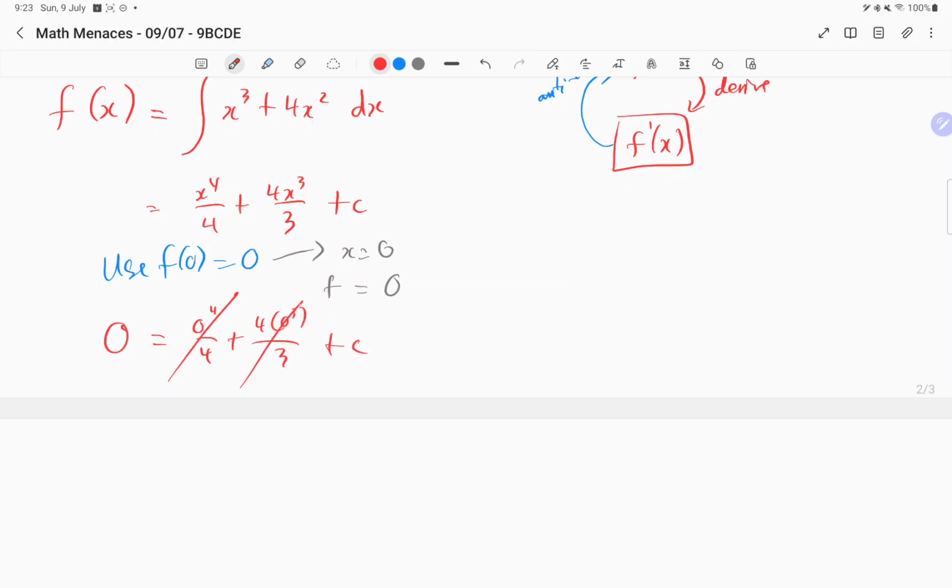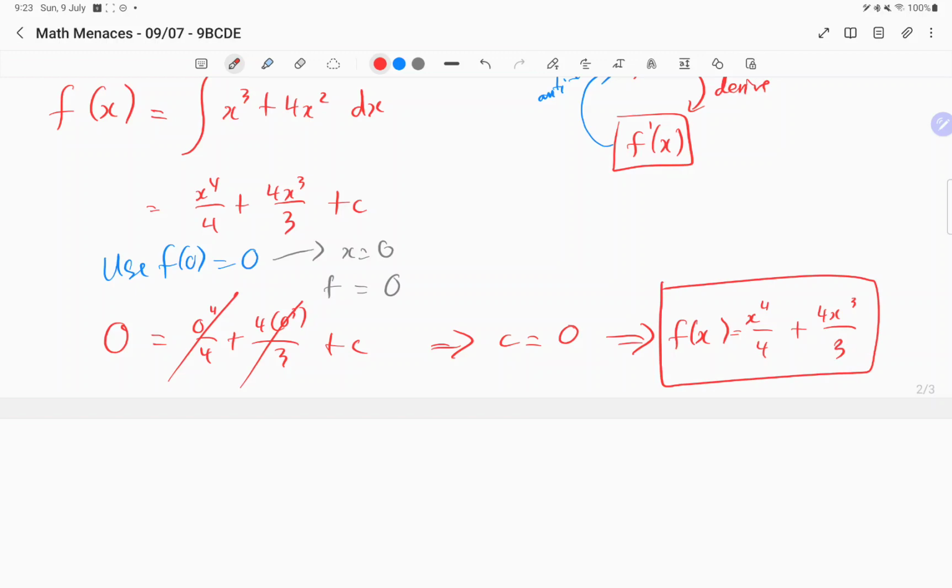So that would just be 0, therefore c is just equal to 0, right? Which means that the function is definitely going to be x to the power 4 over 4 plus 4x cubed over 3. That's it. There's no constant because the constant is 0. In the harder equations though, you will not get 0.